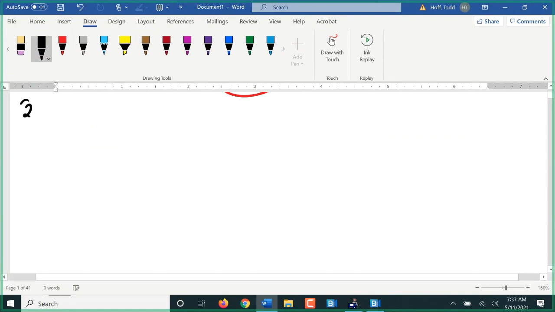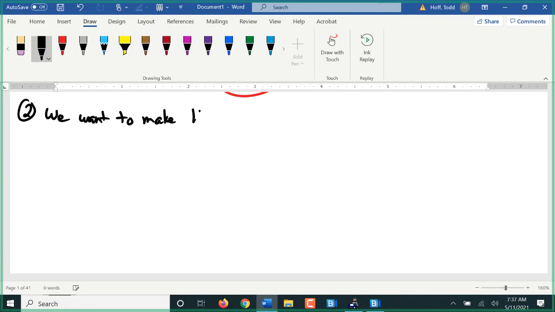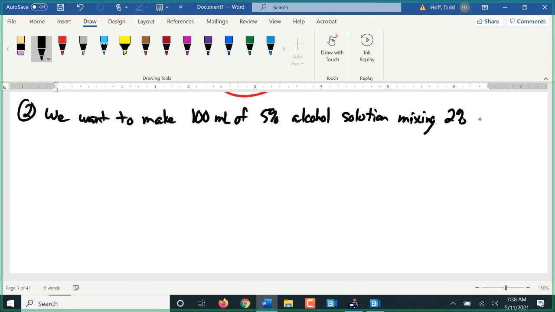Second question. We want to make 100 milliliters of 5% alcohol solution, mixing 2% and 7% solution. How much of each should be used?